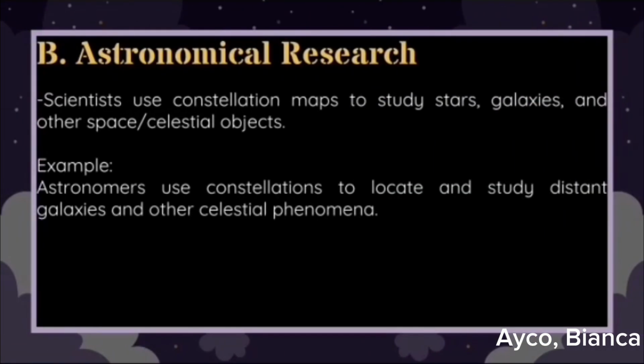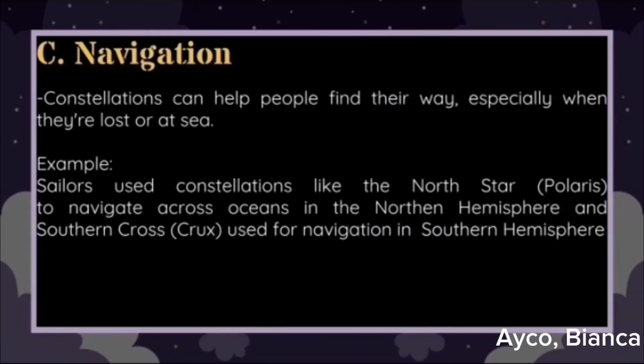So in astronomical research, scientists use constellation maps to study stars, galaxies, and other celestial objects. An example of this is astronomers use constellations to locate and study distant galaxies and other celestial phenomena.